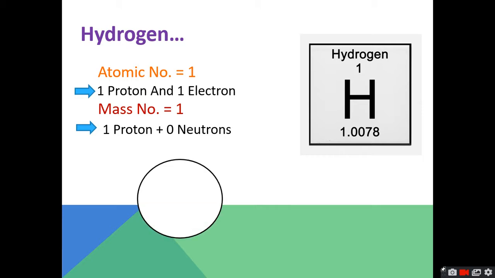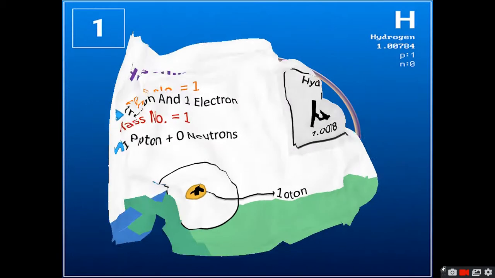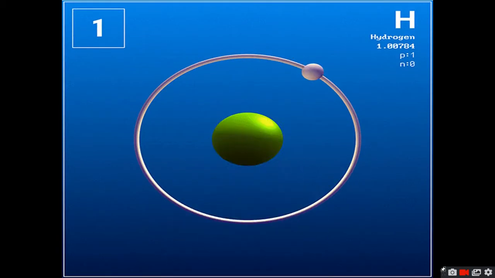Let's see the distribution of electrons in hydrogen. It has 1 proton and 1 electron. This is tiny little hydrogen with 1 electron in the K shell. Here only 1 electron being present, we do not need the next shell. This electron can easily fit in the K shell.